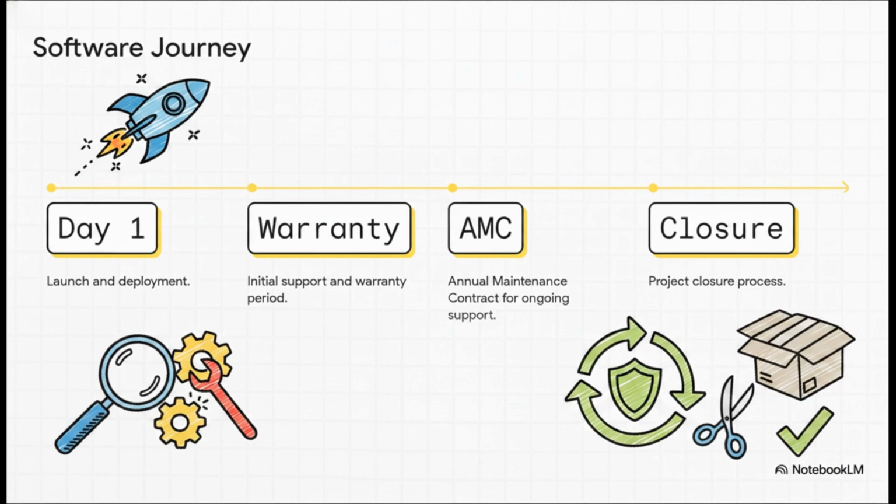This is the ongoing support phase, and it can last for years. Finally, when the software reaches the end of its useful life, we don't just abandon it. We enter step 4, project closure. Understanding this flow is absolutely crucial because it frames everything else we're about to talk about.